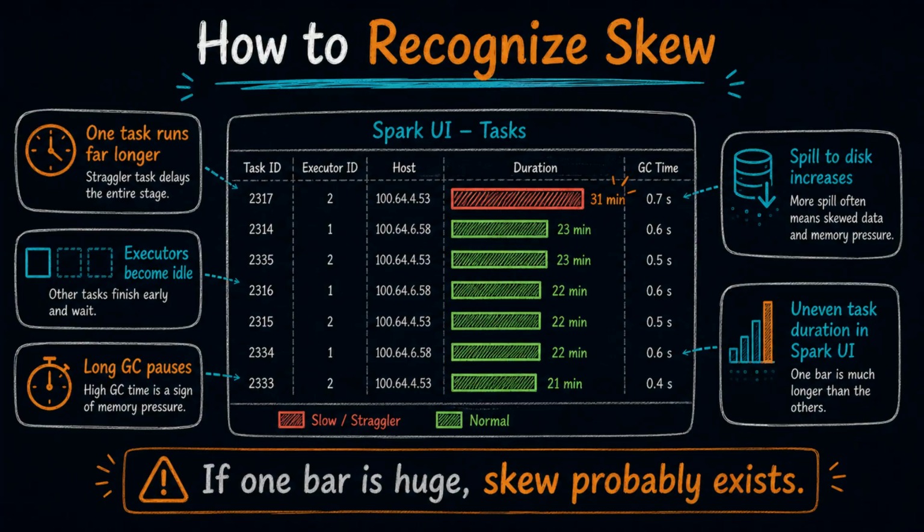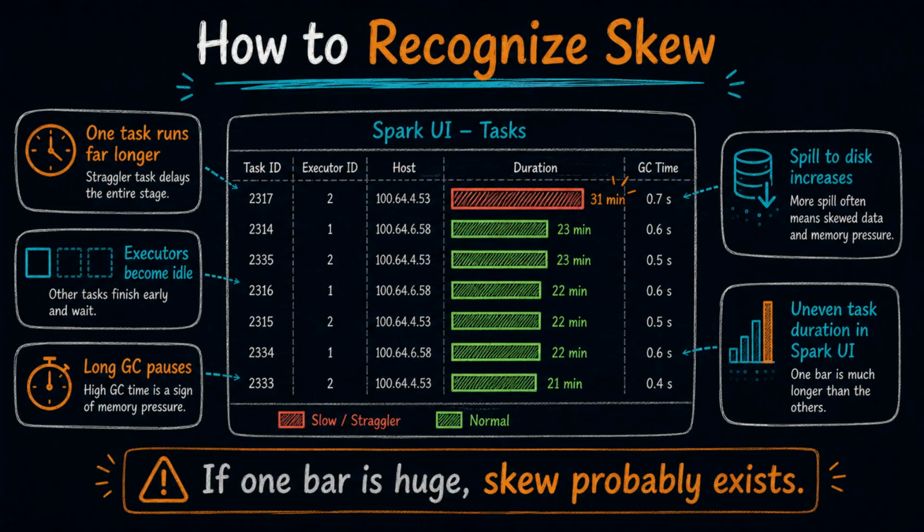The easiest way to recognize skew is by looking at the Spark UI. When you open the stage details, take a close look at the task duration. If most tasks finish in a similar time, but one task takes much longer, that is a strong signal of skew. This can be easily spotted because the bar representing that task will stand out compared to the others.